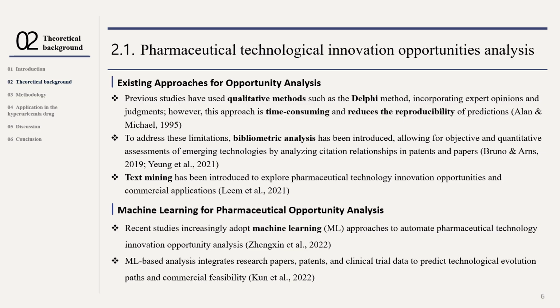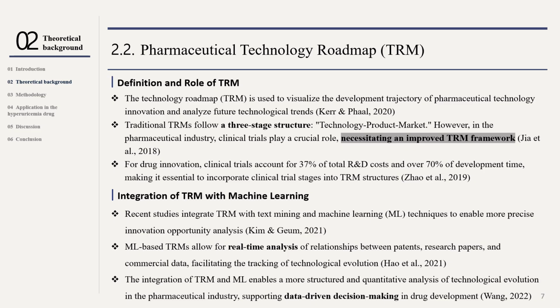Recent studies increasingly adopt ML approaches for automated pharmaceutical technology innovation opportunity analysis. ML-based analysis integrates research papers, patents, and clinical data to predict technological evolution paths and commercial feasibility. TRM is used to visualize the development trajectory of pharmaceutical technology innovation and analyze future technological trends.